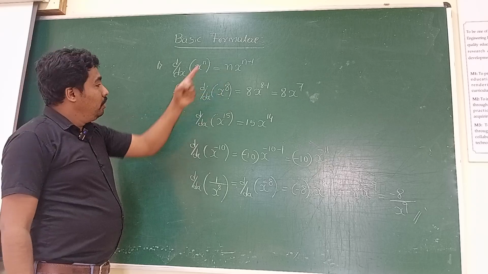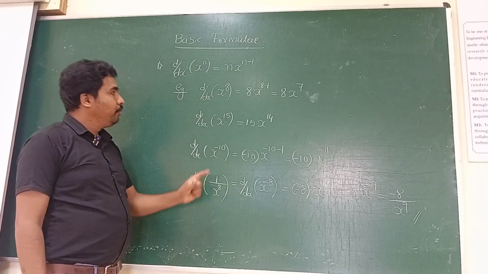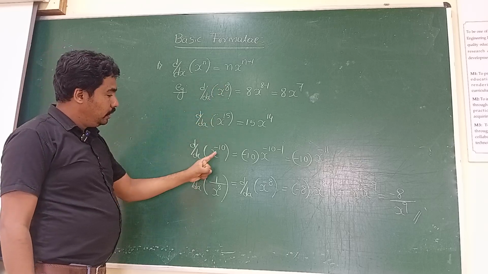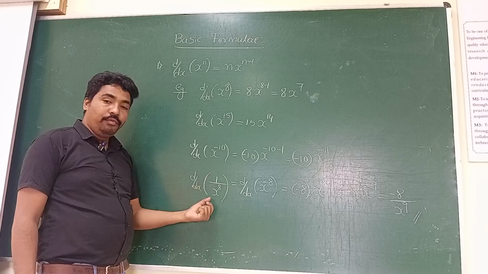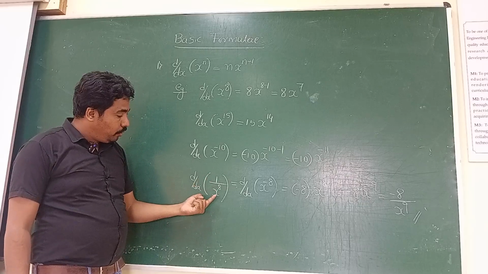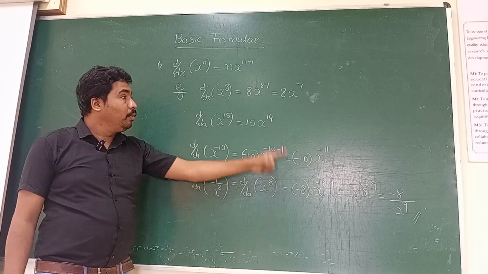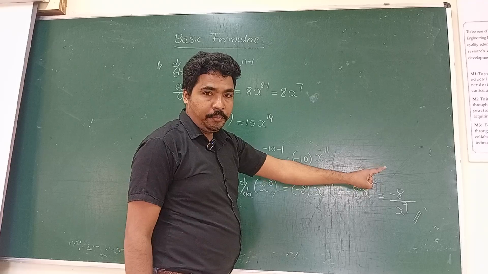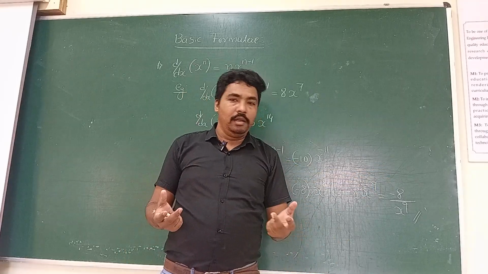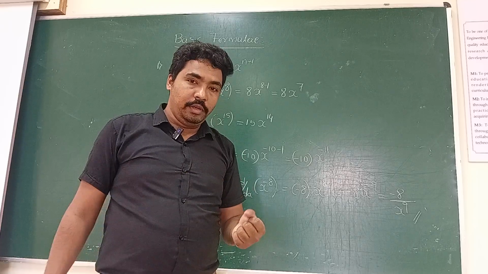I have taken all three types of possible examples: positive power, negative power, and reciprocal, that is p by q form, 1 by x power 8. When the problem is given in this form, you have to bring it to the numerator, then operate the same formula, differentiate, and you will get the answer. Okay, this is the fundamental formula in mathematics, especially in differentiation.